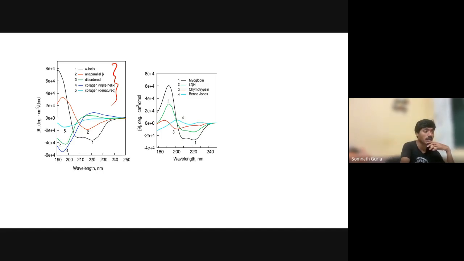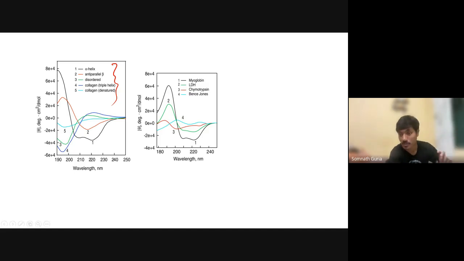Now coming to the LDH, there are two humps shown over here. There is a positive maxima, and it's coming down in two kinds of humps, one at 208, another at 222, followed by a broad kind of structure. Then we have some other proteins that have a different CD structure, and another over here also has a different CD structure.